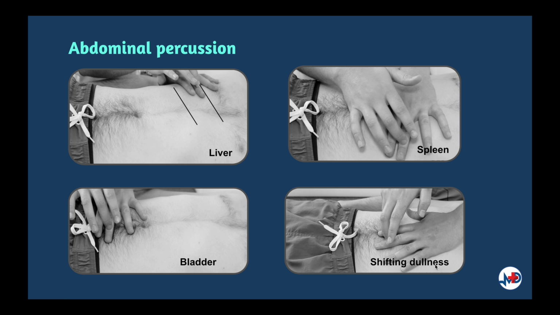While keeping your fingers over the area at which the percussion note became dull, ask the patient to roll onto their right side towards you for stability. Keep the patient on their right side for 30 seconds and then repeat percussion over the same area. If ascites is present, the area that was previously dull should now be resonant. That means the dullness has shifted.